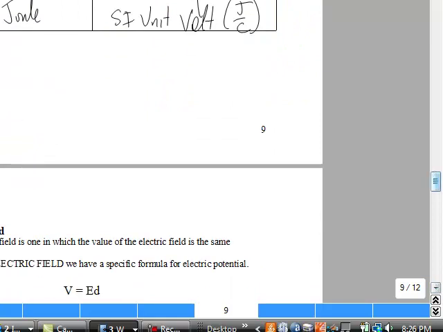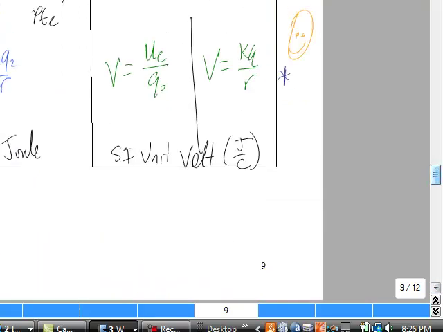We'll come back and talk about uniform electric field after I see what the heck is wrong with Hobbs and why he's barking. We'll be back in just a minute.